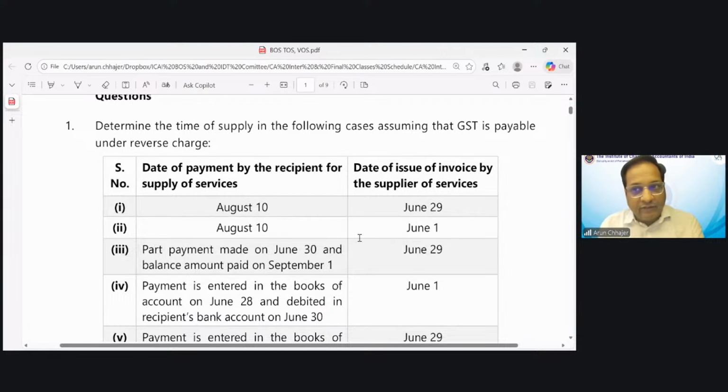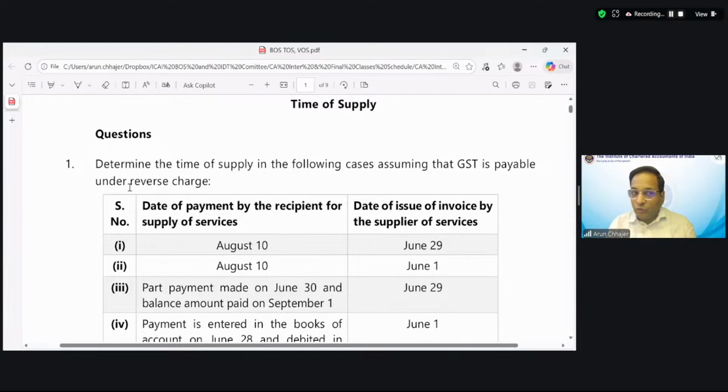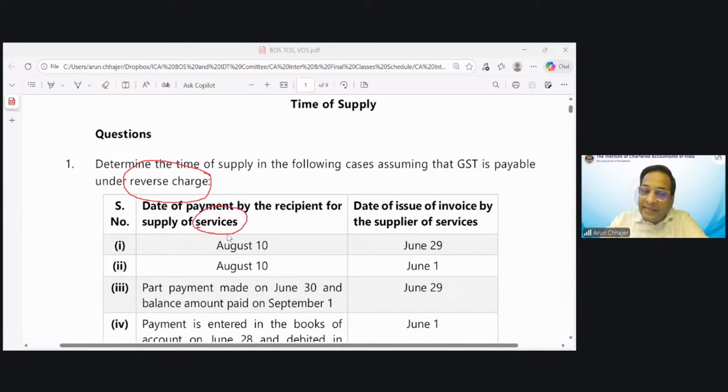Determine the time of supply in the following cases, assuming that GST is payable under reverse charge. Date of the payment by the recipient for supply of service. Date of issue of invoice by the supplier of service. Can anybody tell me what is the time of supply for reverse charge, mainly in case of services?